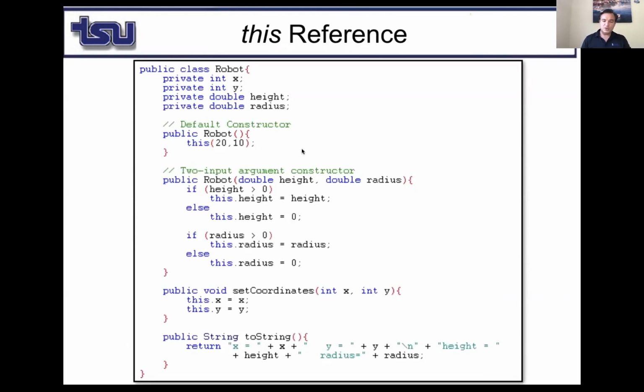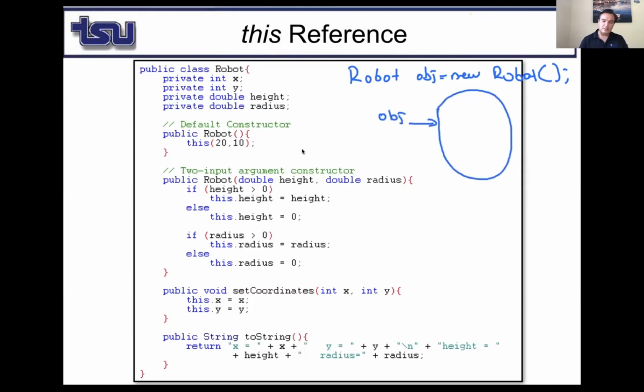Okay. So assume that I create this object, Robot obj = new Robot. I made this one up, so don't be intimidated. It is a simple thing. So here I allocate memory space for obj. Here, what are my data members? x, y, height, radius, right? So obviously I'm going to have x, y, height, and radius.